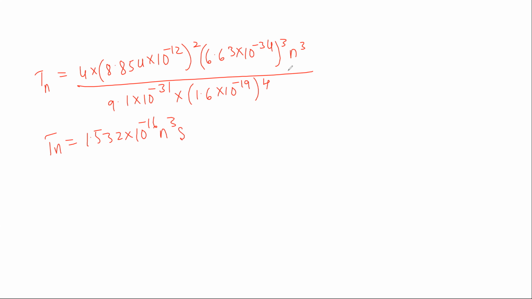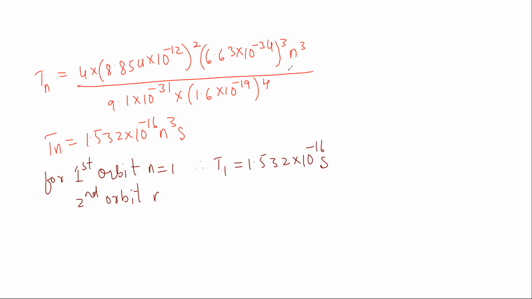In the same way, for the first orbit, we take n value as 1. Therefore T1 is equal to 1.532 into 10 to the power of minus 16 seconds. For the second orbit, n value is equal to 2, so T2 is equal to 1.532 into 10 to the power of minus 16 into 2 cube seconds. Simplifying, it is 1.22 into 10 to the power of minus 15 seconds.